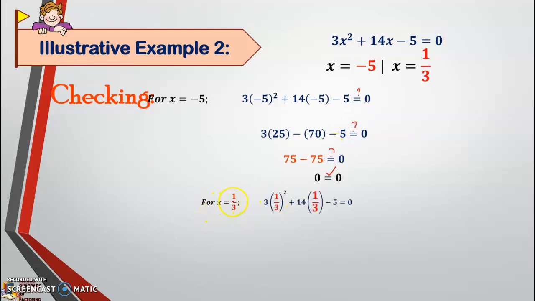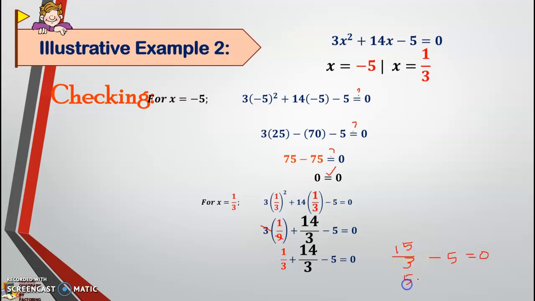Another is x equal to 1/3. So, 3 times 1/3 squared plus 14 times 1/3 minus 5 equal to 0. So, magiging 3 times 1/9 plus 14 over 3 minus 5 equal to 0. So, i-cancel na to. Yan, 1/3 plus 14 over 3 minus 5 equal to 0. Pag kinombine mo itong dalawa, magiging ganito yan. 15 over 3 minus 5 equal to 0. So, 15 divided by 3 is 5, minus 5. So, 5 minus 5 is equal to 0. So, check yan.